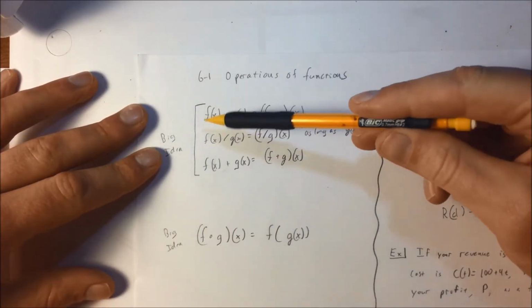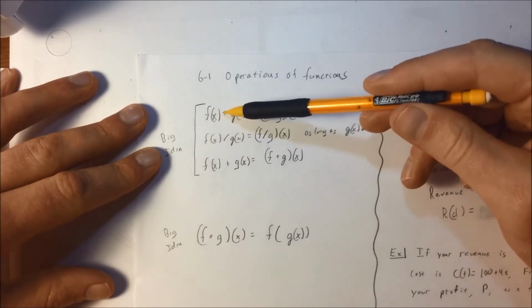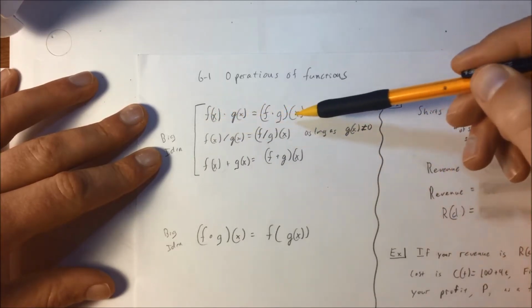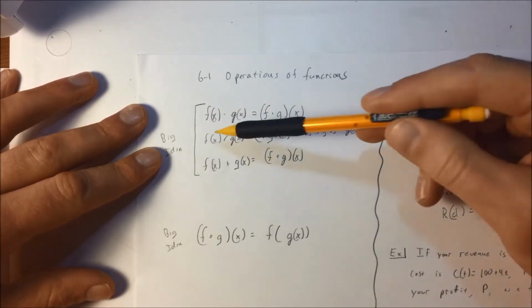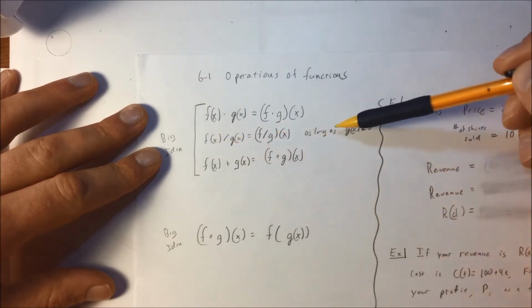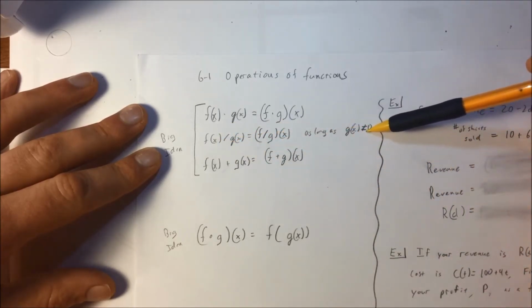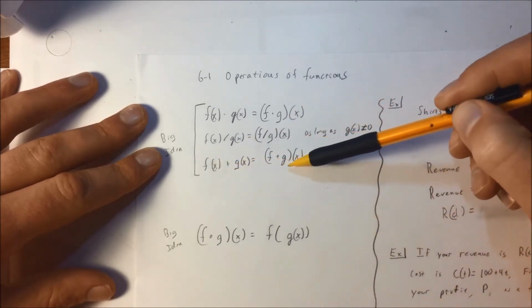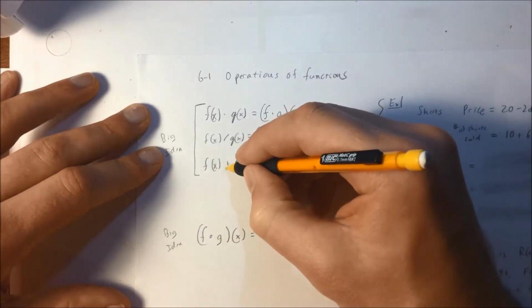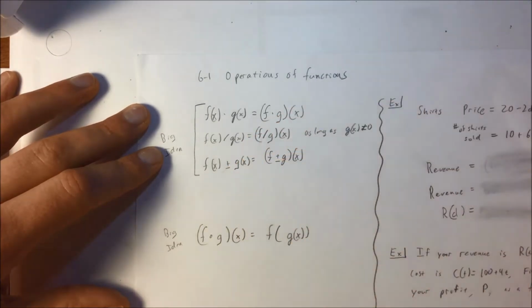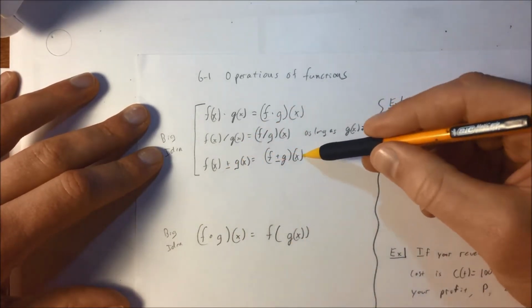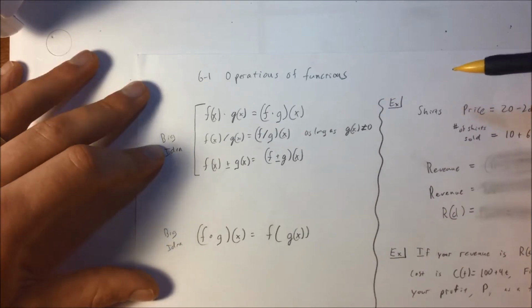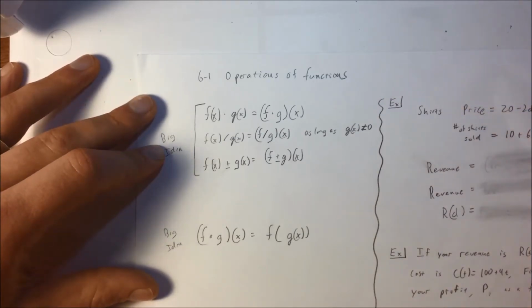The big idea here is that you can multiply two functions together to get a new function. You can divide two functions to get a new function, as long as the bottom function is not equal to 0. And you can also add two functions together. And of course, if you can add, you can also subtract two functions from each other to get a new function. Now you may be wondering yourself, why does this matter? Who cares?